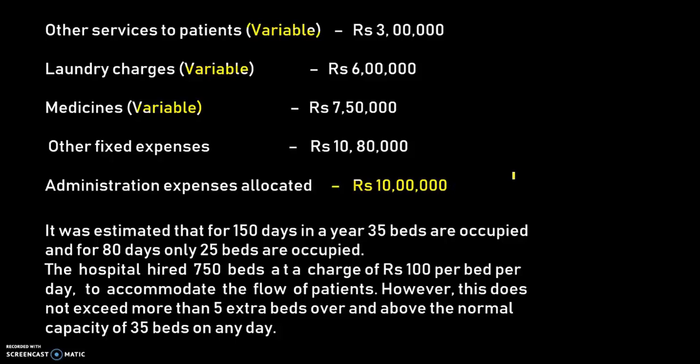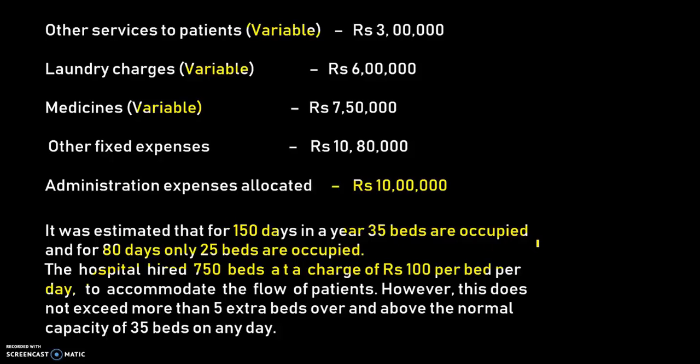Fine. It is estimated that for 150 days in a year, 35 beds are occupied. So full capacity is 150 days only, and for 80 days only 25 beds are occupied. This hospital hired 750 beds at a charge of rupees 100 per bed per day to accommodate the flow of patients. So when they would have hired this 750 beds? Only when their capacity is full. That is, for 150 days they were full.